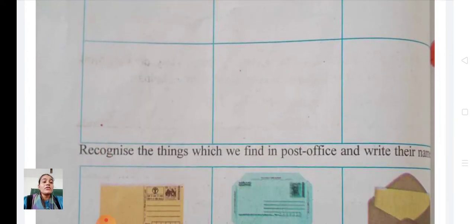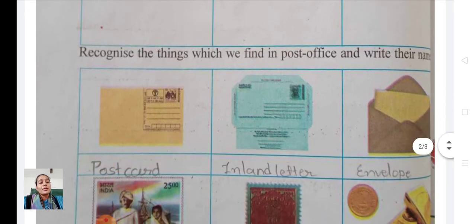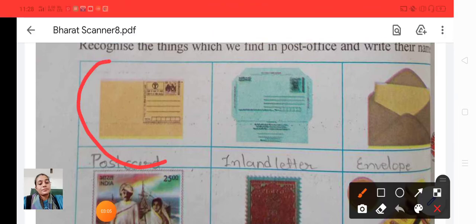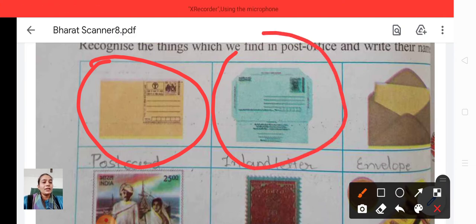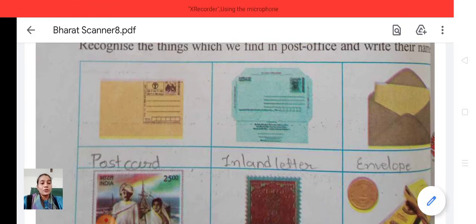Recognize the things which we find in post office and write their names below. Let's see. First one, you can see this card. This type of letter which is yellow in color is called postcard. Now second one, which is light blue in color, is called inland letter. So when we want to write a short message, we use postcard. When we want to write long message, we use inland letter. Okay. This is envelope.